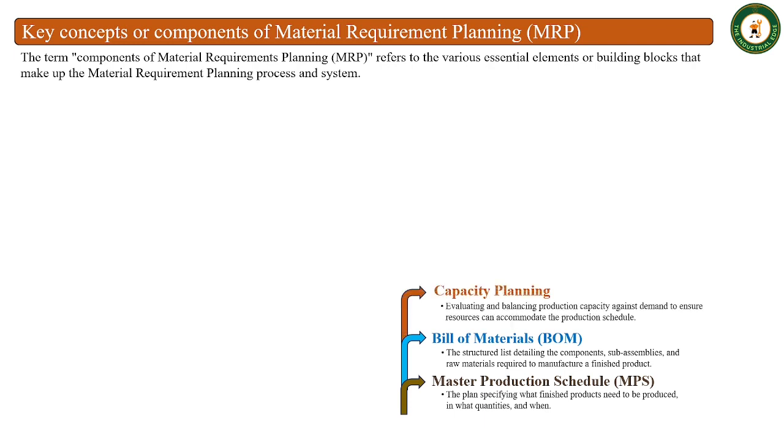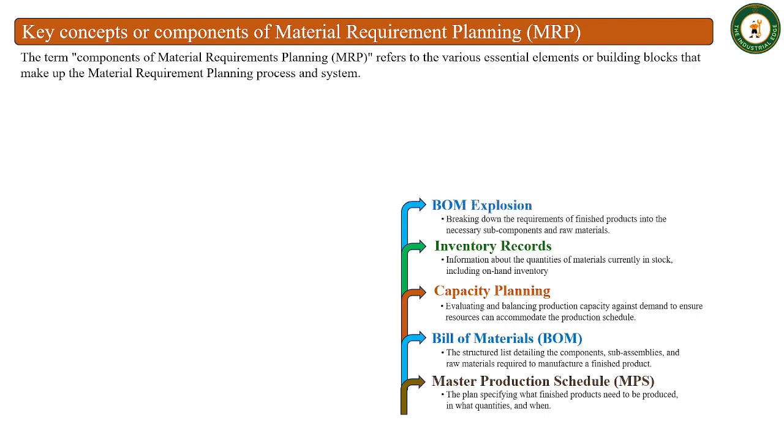Third concept or component, capacity planning. Evaluating and balancing production capacity against demand to ensure resources can accommodate the production schedule. Fourth key concept, inventory records. Information about the quantities of material currently in stock, including on-hand inventory, scheduled receipts, that is incoming material, and orders, that is outgoing material.